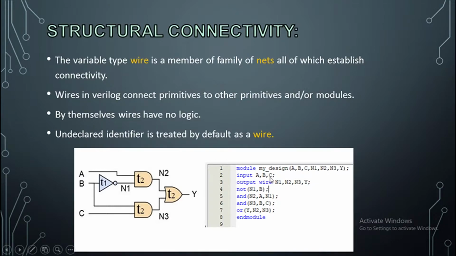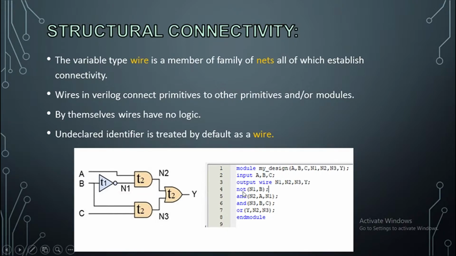So inputs are A, B, C, and outputs are N1, N2, N3, and Y. Since N2, N1, N3 are also of type wire, we declare them output wire. So this is how the program works.